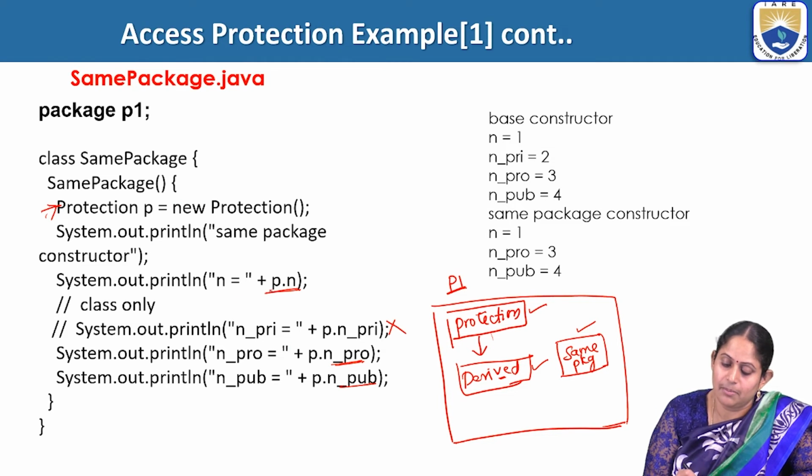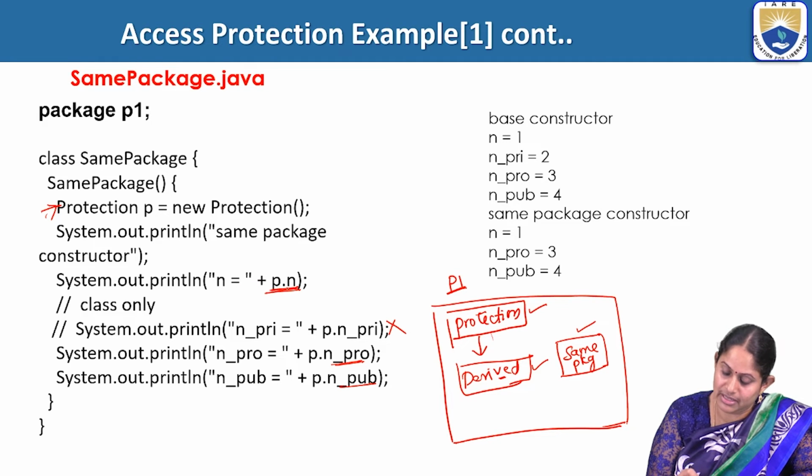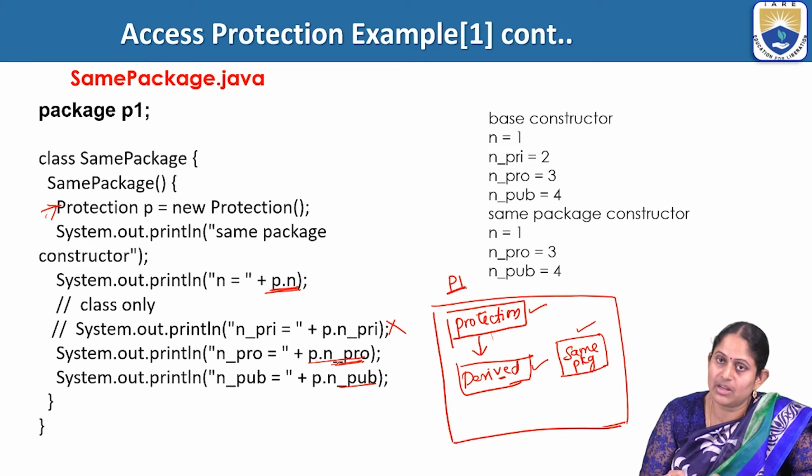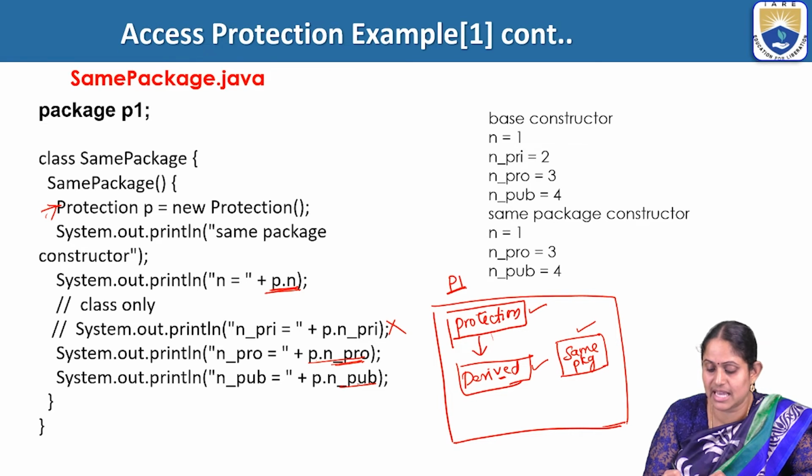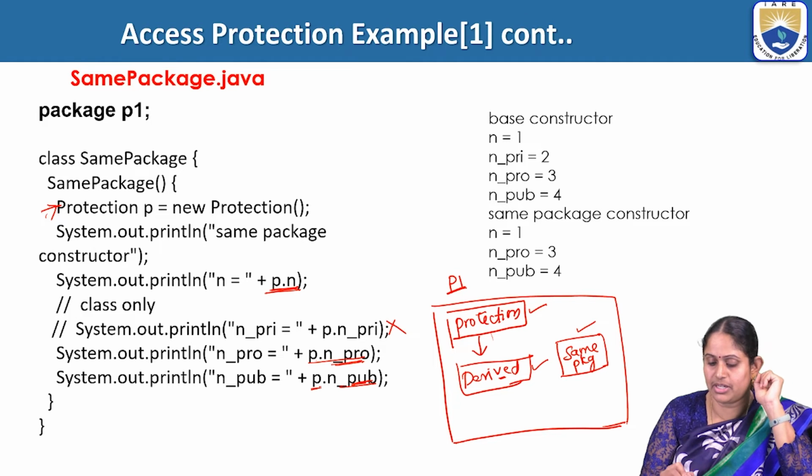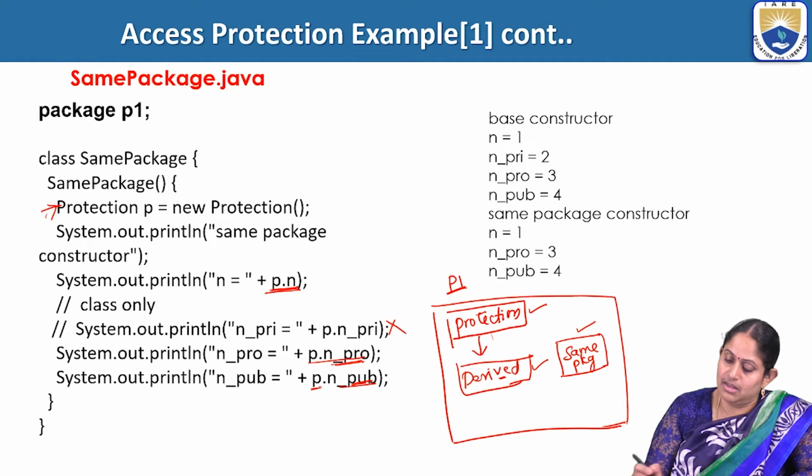So you have p.n, which will call the default variable n of Protection. p.n_pro is calling the protected member of the Protection class, and here it is calling the public variable of the Protection class.